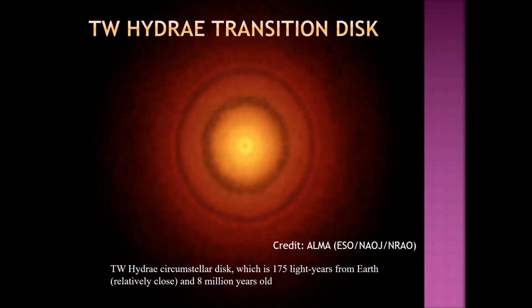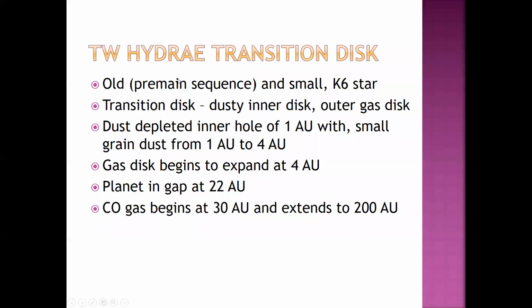So here's the TW Hydrae transition disk. It's a relatively old star, 8 million years old, and it's relatively small, K6. It has a transition disk, which means a dusty inner disk and an outer gas disk. It also has a hole inside of the dusty inner disk of about 1 AU. And then the dust disk extends from 1 to 4 AU. And then the gas or protoplanetary part of the disk begins to expand at 4 AU.